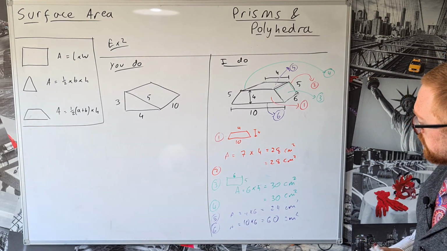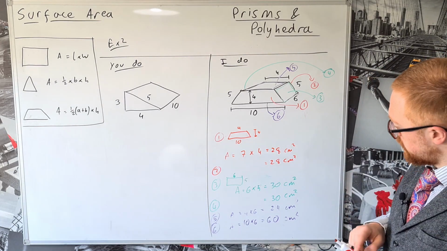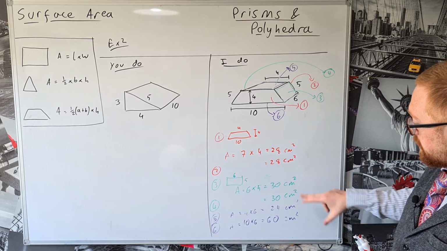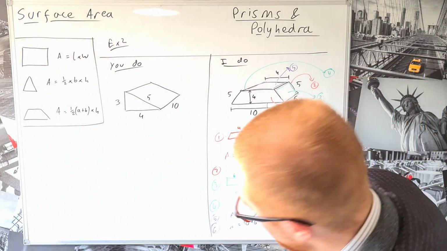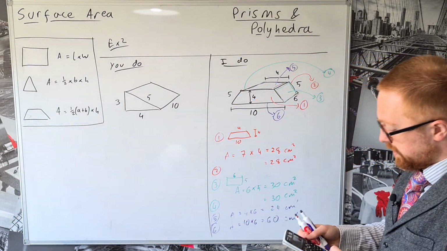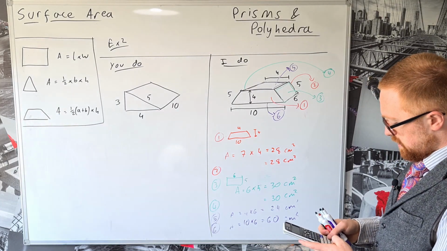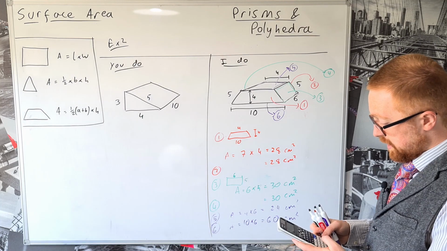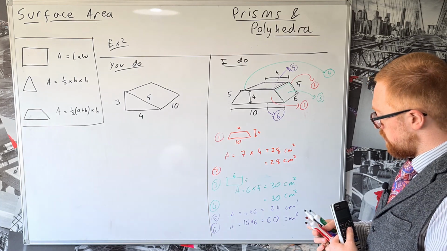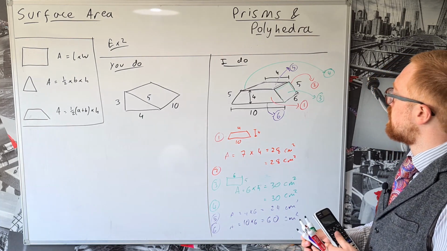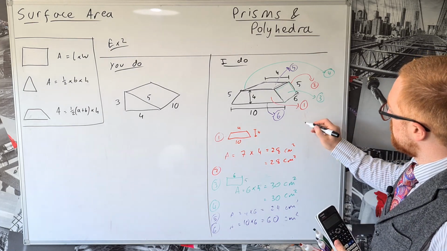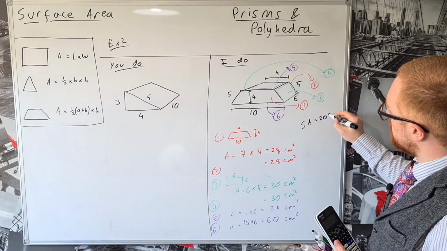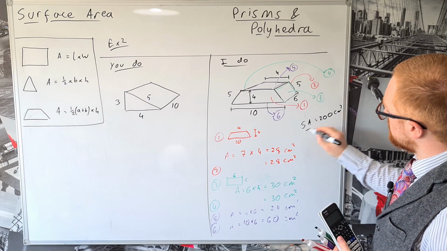Okay, so let's add all of these up now. So 28 plus 28 plus 30 plus 30 plus 24 plus 60. For this one, just to save a bit of time, we are going to use the calculator. 30 plus 30 plus 28 plus 28 plus 24 plus 60. And that's equal to exactly 200. How nice. So the surface area is equal to 200 centimetres squared.